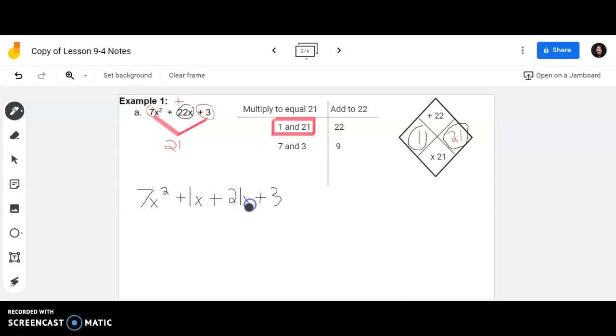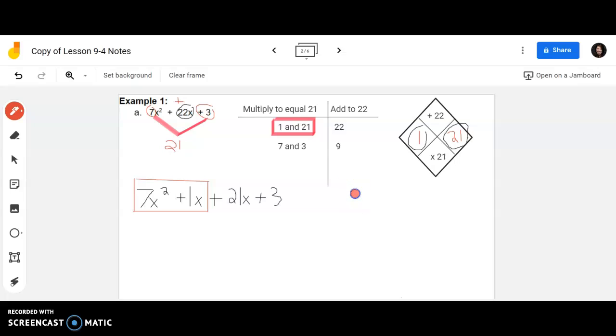And now we're going to factor this. We're going to factor 7x squared plus 1x plus 21x plus 3. So to do that, we're first going to break it into two parts. We're going to break it into 7x squared and 1x.